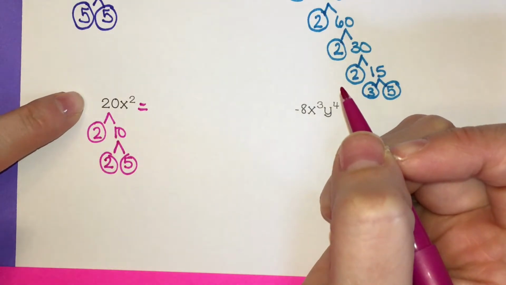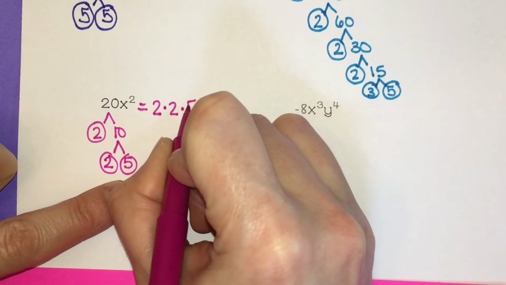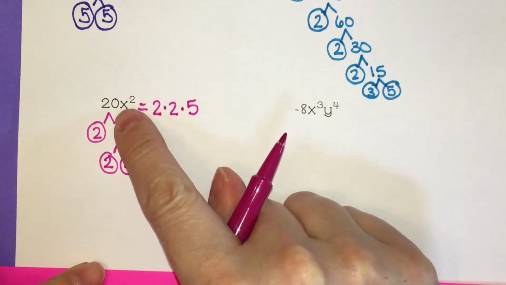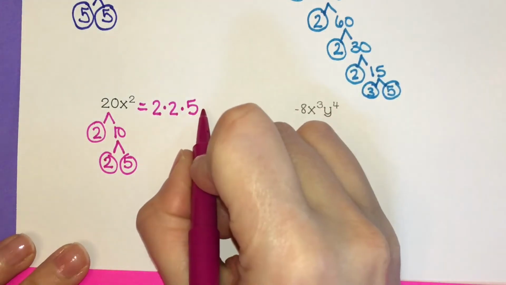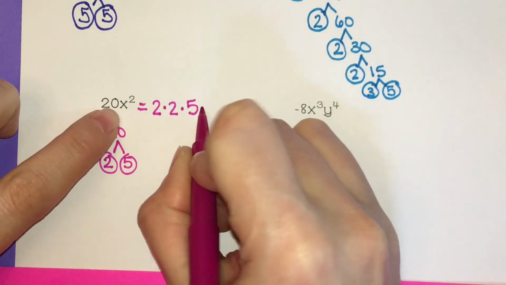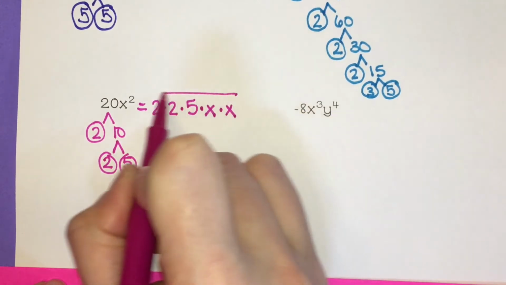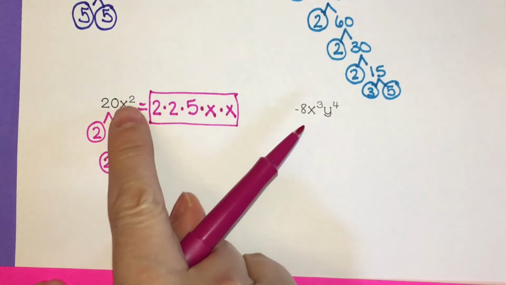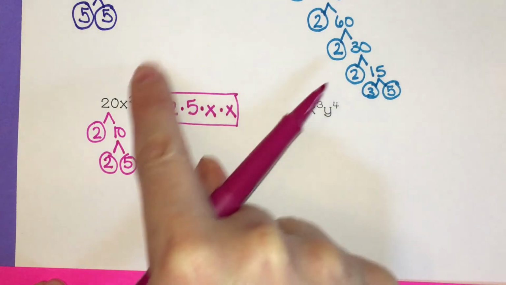I'm going to start with the numbers. 2 times 2 times 5. Right, but it's multiplied by x squared. So I have to break x squared down to its smallest values multiplied together, which x squared is just x times x. So this is multiplied by x times x. Because remember that exponent tells us x is multiplied by itself twice. So this is completely factored.